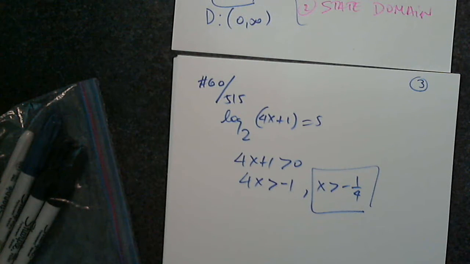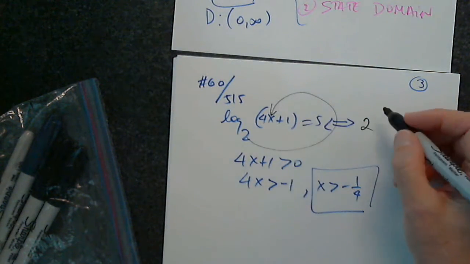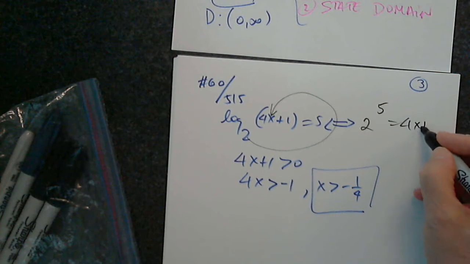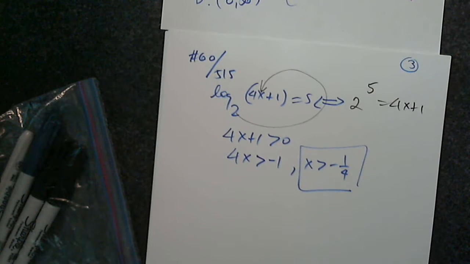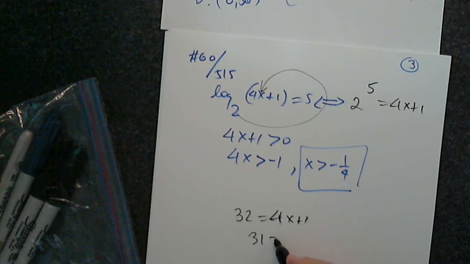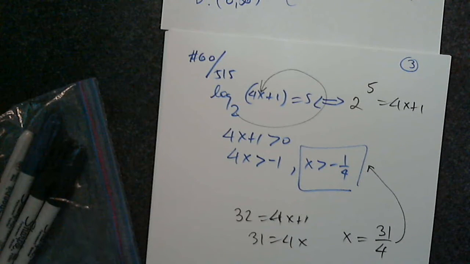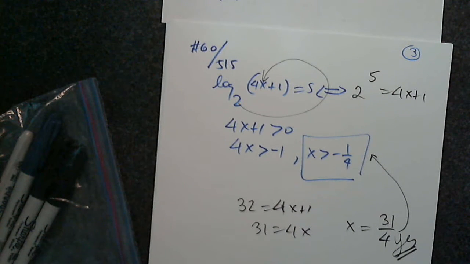Perfect. Okay. So now I'm ready to convert this into an exponential equation. Please tell me how. 2 counterclockwise to the fifth equals 4x plus 1. So that's 32 equals 4x plus 1, or 31 equals 4x, or x equals 31/4. Is this a number greater than -1/4? If you say yes, then I will say yes. Accepted. If you say no, then I'll say no. Very good.